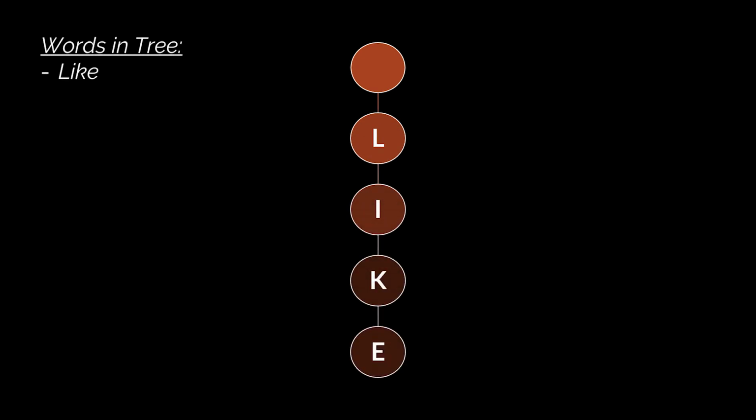But how is this tree created? You see, the tree takes a string, or a word if you want, as a parameter, and then creates a new node for each character of that word. The node registered for the last character of the string or word is marked as the end of word.